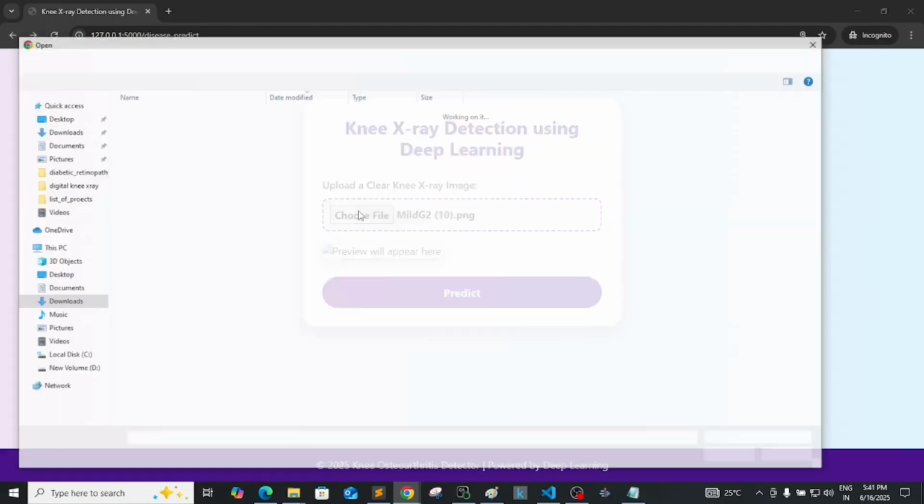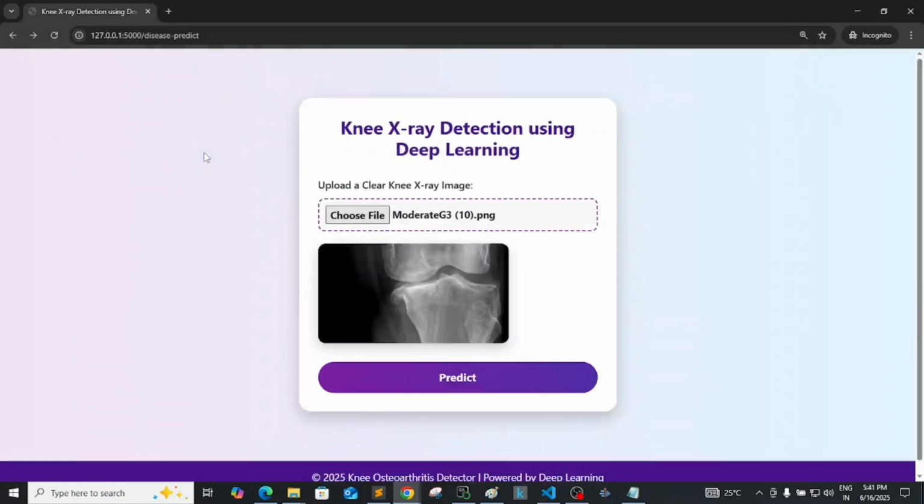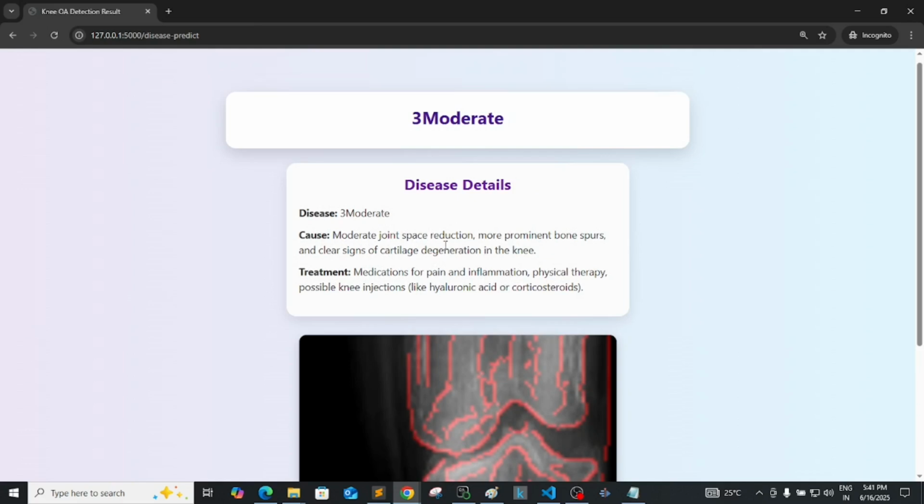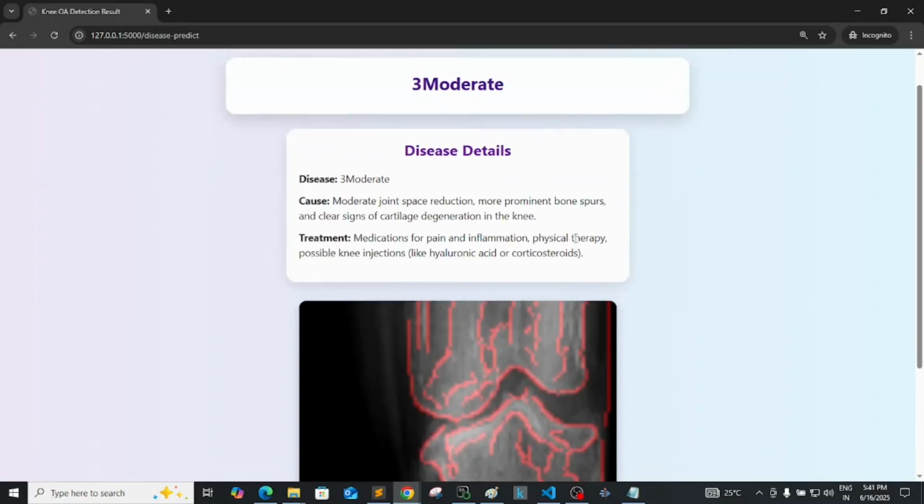And when it comes to the moderate stage, there is moderate joint space reduction, more prominent bone spurs, and clear signs of cartilage degeneration in the knee. And what is the treatment for this? Treatment is medication for pain and inflammation, physical therapy, possible knee injections like hyaluronic acid or corticosteroids. These are the treatment recommendations given for this knee osteoarthritis condition, that is the moderate condition.